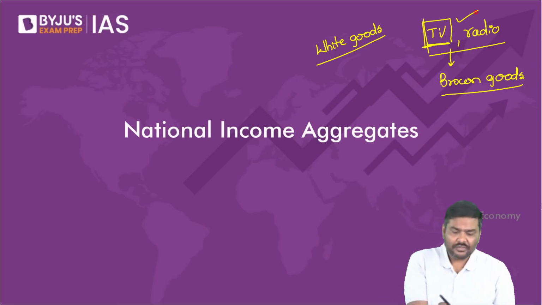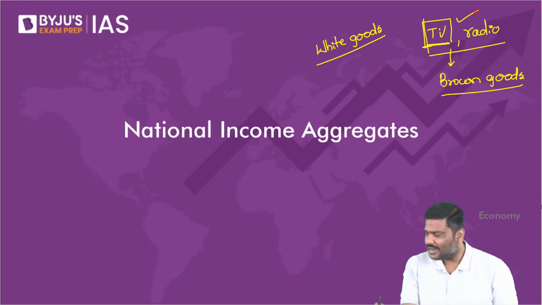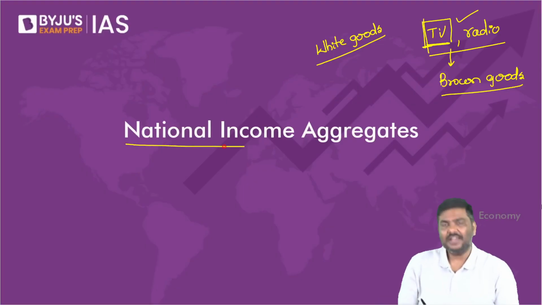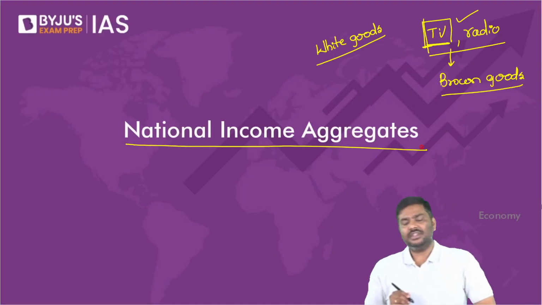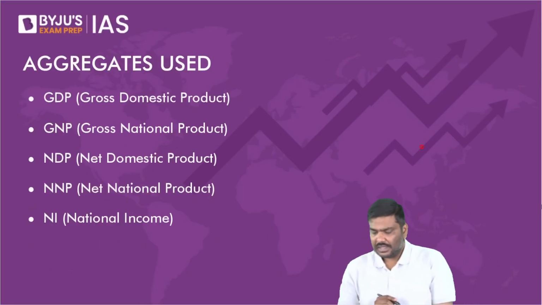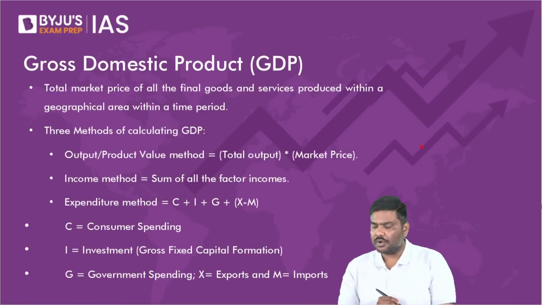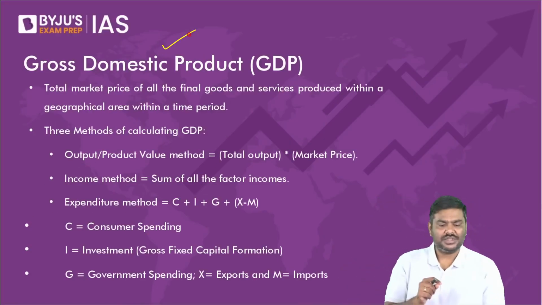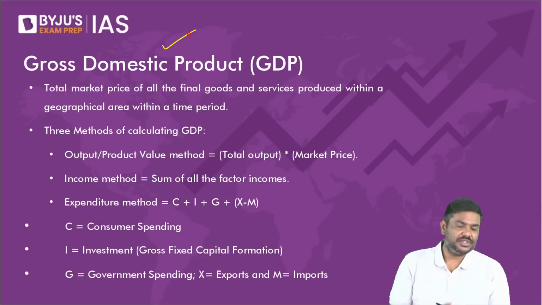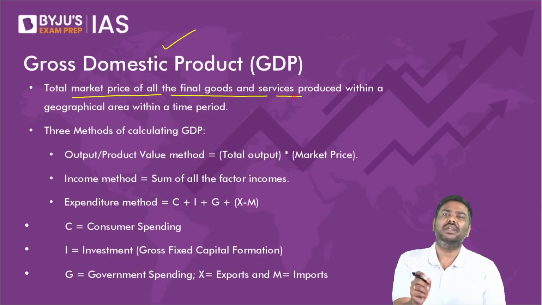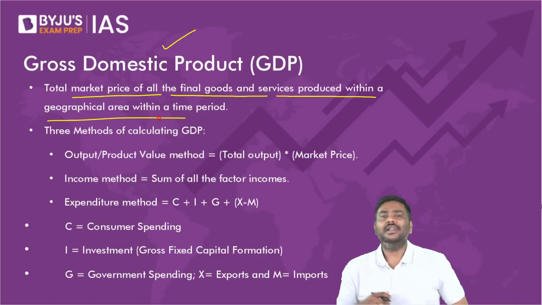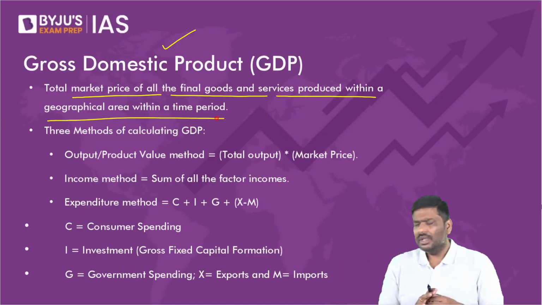Now, after that, we started with the next chapter, national income aggregates. In case of national income aggregates, yesterday we started with GDP. Do you remember this? Yesterday, we started with GDP, gross domestic product. What is gross domestic product? The market price of all the final goods and services which are produced within a particular geographical area, let's say in India, in one quarter.